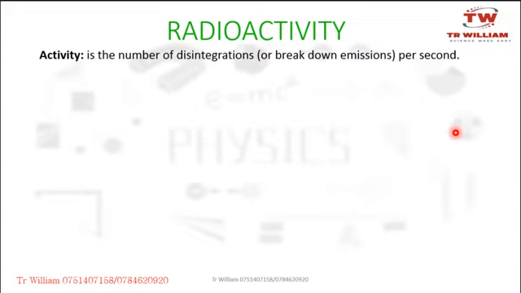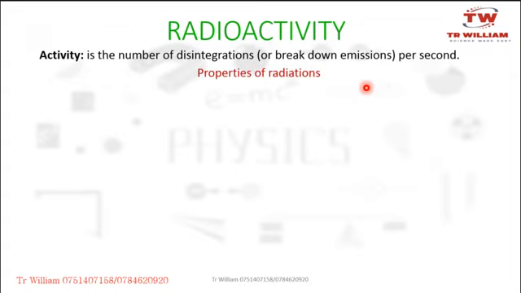So in advanced physics, you'll discover that the number of emissions depends on the number of particles originally available, meaning when the particles are many, then more particles are emitted. When the particles start reducing, the particles being emitted also start reducing.